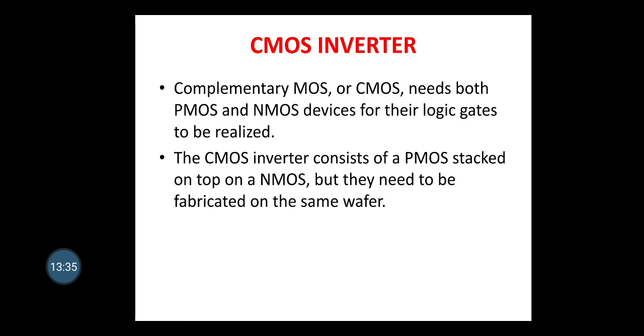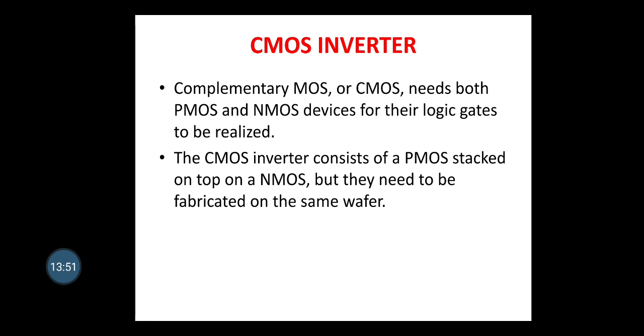CMOS inverter. So here you will see the inverter. The main function of the inverter is that if you give the input as 1, the output will be 0, and if you give input as 0, the output will be 1. That means it is nothing but your NOT gate.